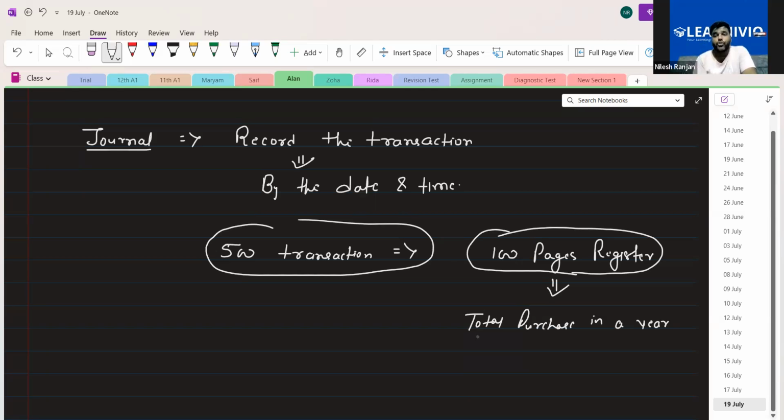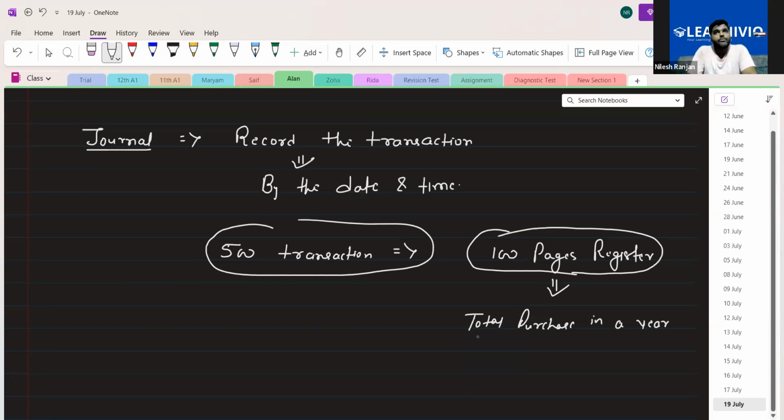So that's why journal is divided into 8 parts. Actually, in your syllabus it is only 6, but it is divided into 8 parts. One is called cash book, one is called purchase book, sales book, purchase return, sales return, and proper journal. So total 6 books.